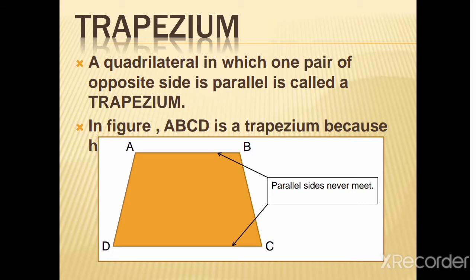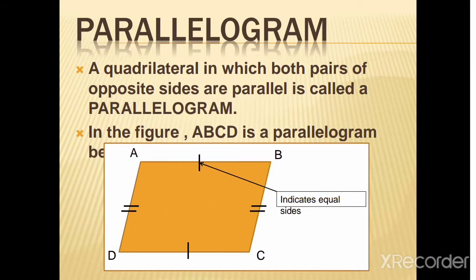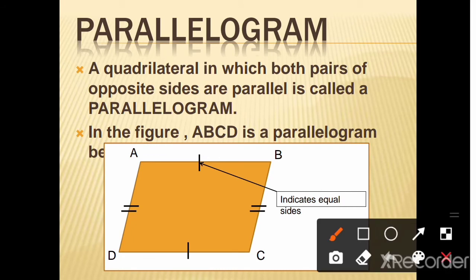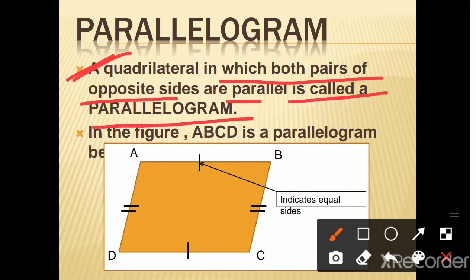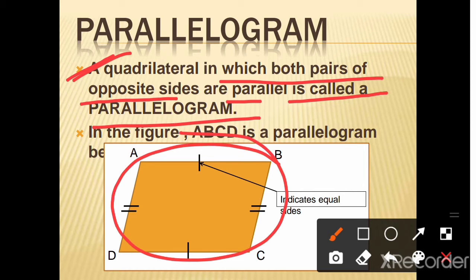So ABCD is given here. It is a trapezium. Next is the parallelogram. A quadrilateral in which both pairs of opposite sides are parallel is called a parallelogram. This figure is given here. ABCD is a parallelogram. It is a property of a parallelogram that opposite sides are parallel and equal, and opposite angles are also equal.